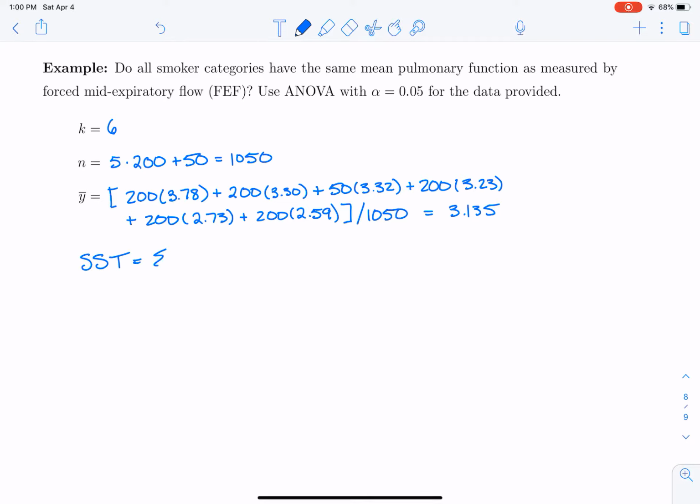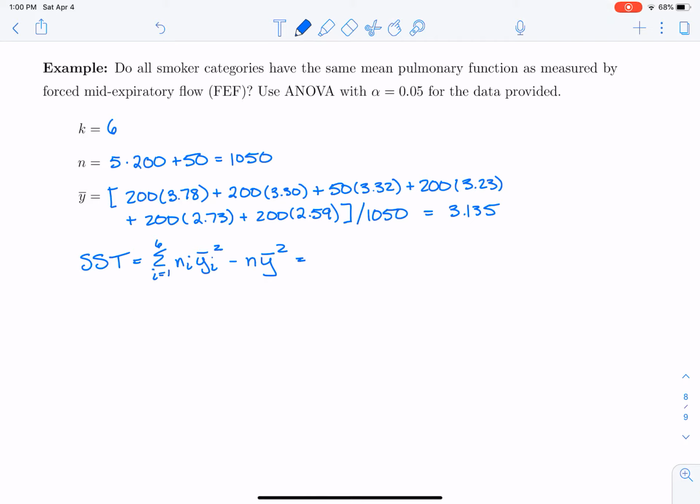I want to find the sum of squares treatments. That's going to be the sum from i equals 1 to 6 of n sub i times y sub i bar squared, minus n y bar squared. You'll notice I'm using lowercase letters here because I'm working with the data now. I'm not working with the random variables that represent the data.